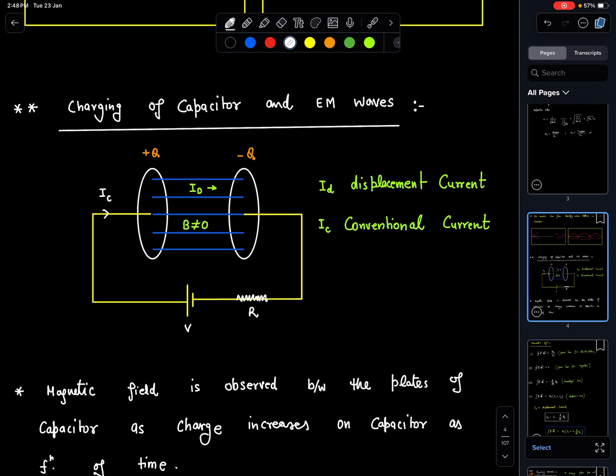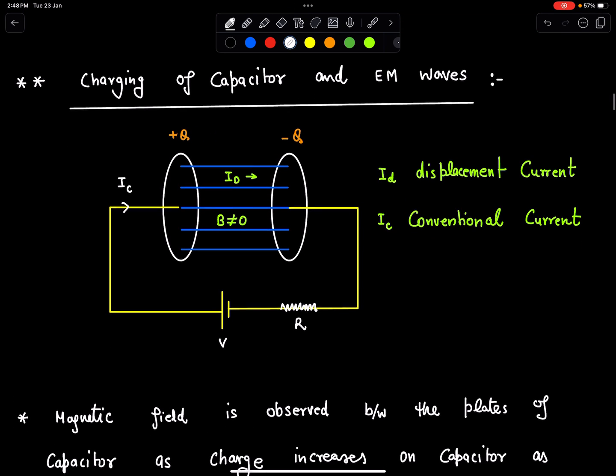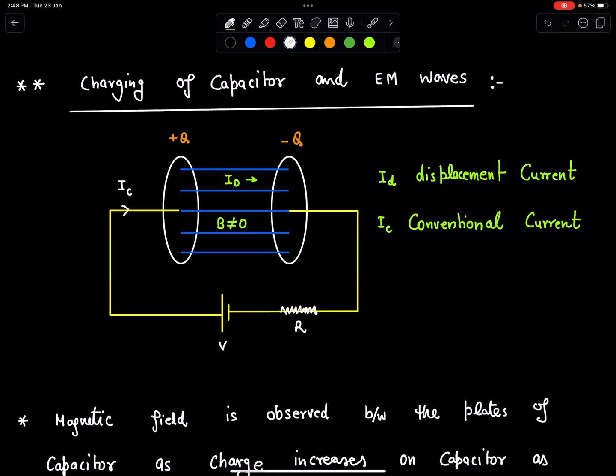Yes, let's discuss this important part here. It's the charging of a capacitor, and its relation with the EM waves. So in charging of a capacitor, when we charge through the wires, the current which is going through the wires is conventional current, which is flowing through the wire. So it is called conventional current.